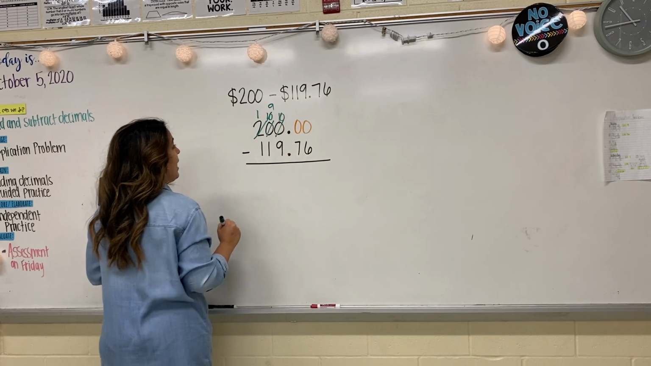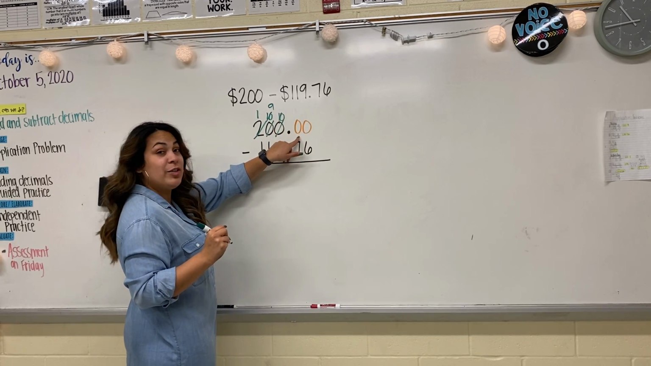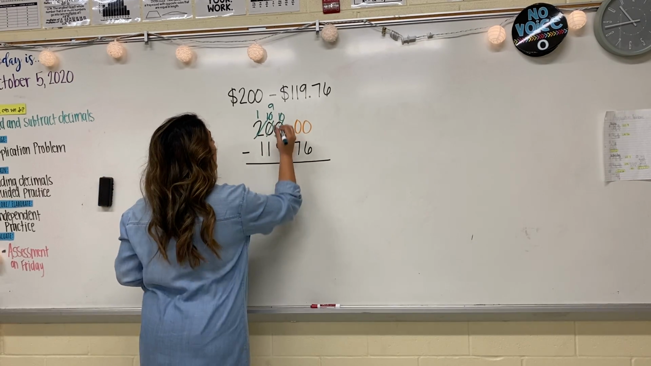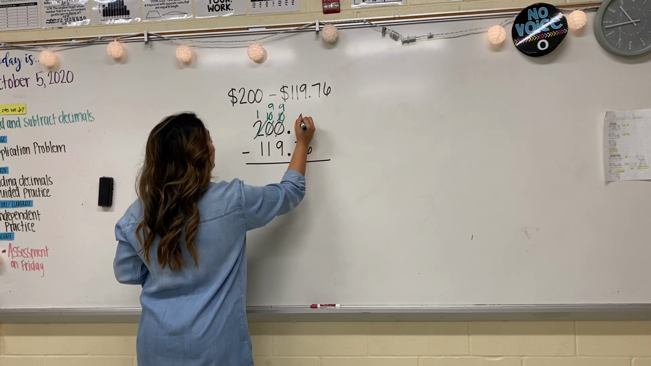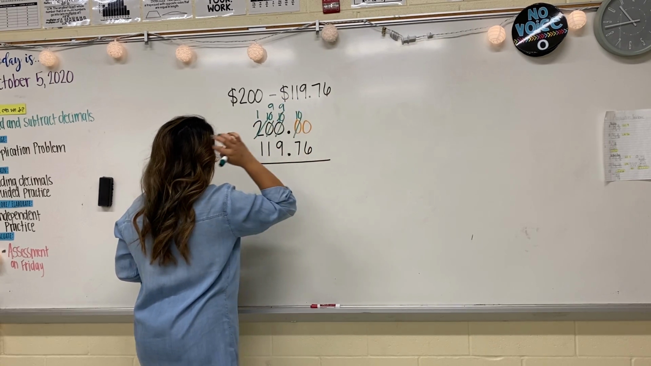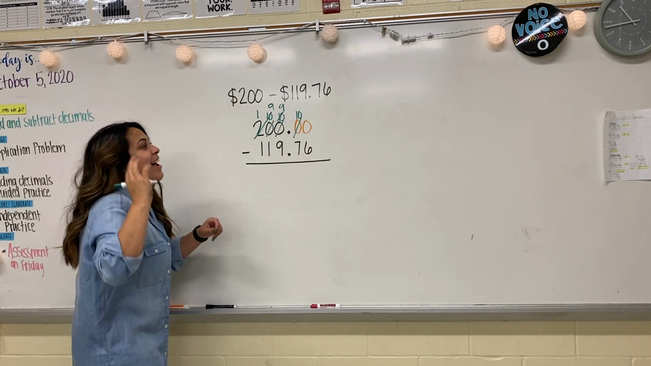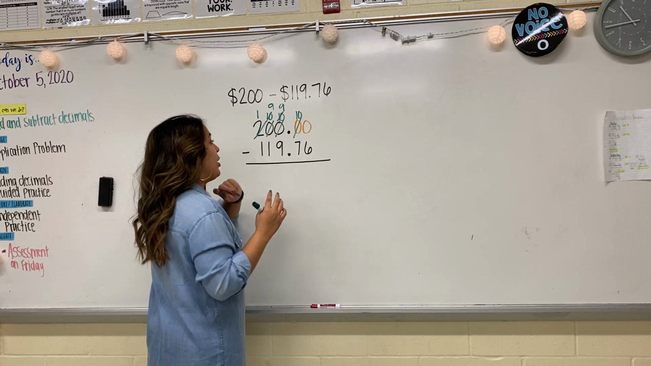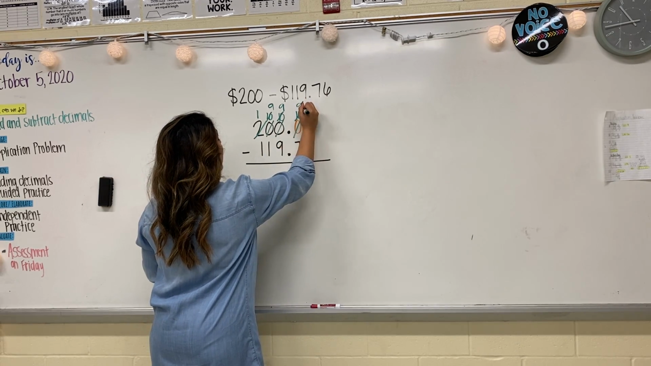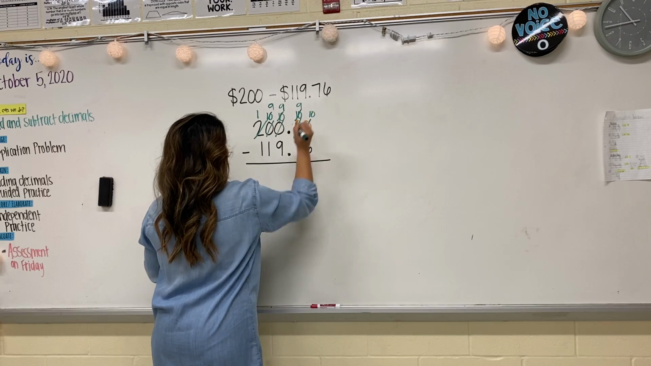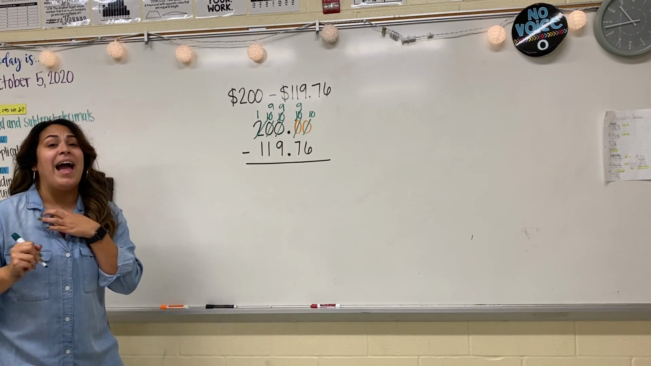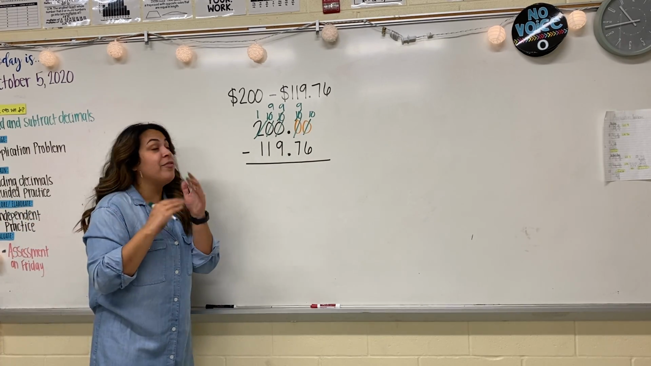This 0 becomes a 10. But I still need to borrow for this 0. So the 10 becomes a 9. This 0 becomes a 10. But again, I need to borrow for this 0. So this 10 becomes a 9, and this 0 becomes a 10. Now that I am all borrowed out, I can finally subtract.